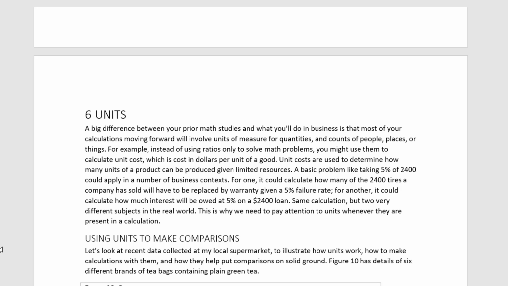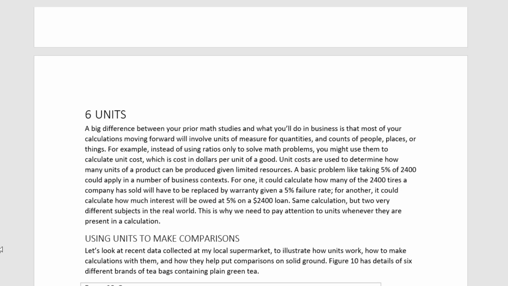A big difference between your prior math studies and what you will be doing in both your studies and your work in business is that most of your calculations in the business context moving forward will involve units of measure for quantities and counts of people, places, or things. For example, in the past, you may have used ratios to solve math problems. I can probably say you definitely have used ratios to solve math problems.